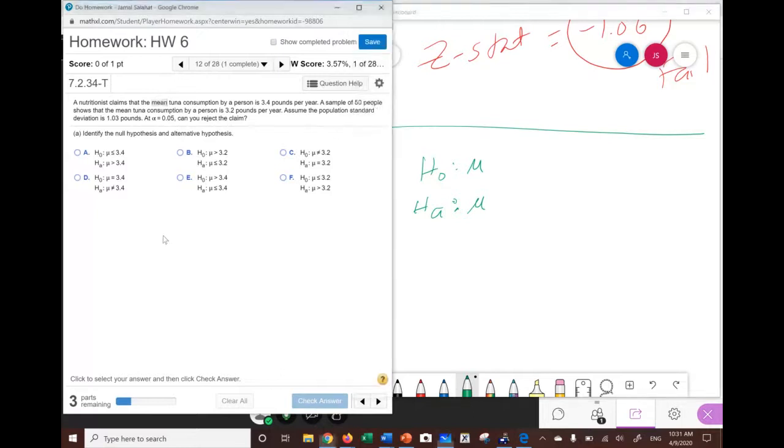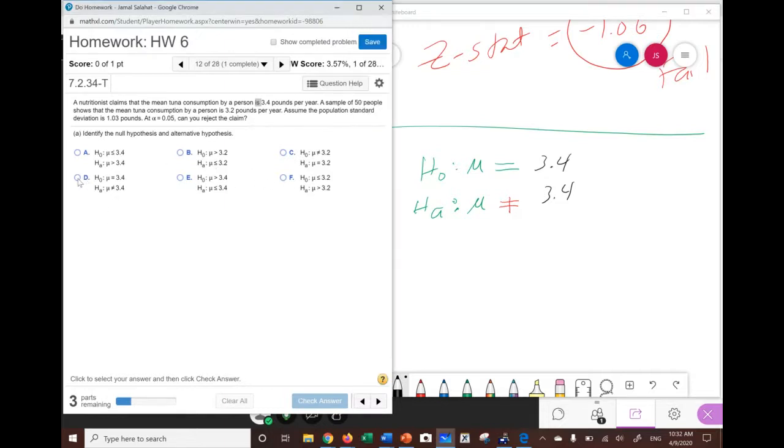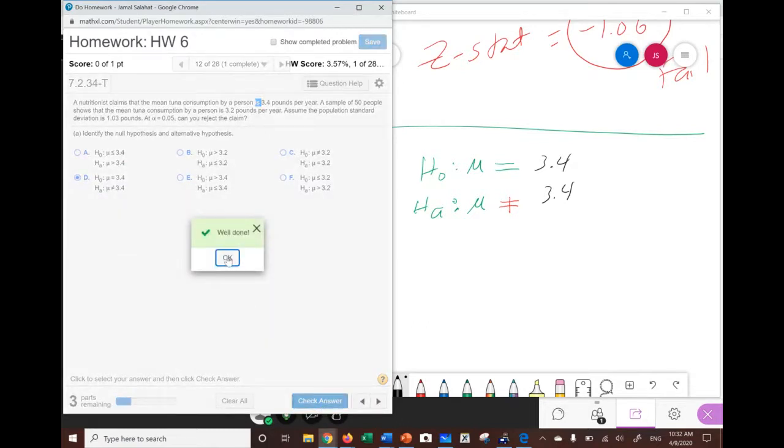Now, what do they claim? They claim that tuna consumption by a person is, they didn't say is less or more or not equal, they just said is. Is, in the English language, is the same as equal. So automatically, if I choose equal here, the opposite of equal will pop up in HA. Okay, and they said is 3.4, so I'm going to put 3.4 here and 3.4 there. So let's look back in here, and the statement that will match here is going to be D, because D is a match. So when you check, which is good, but before I go further, I have to write my claim. Remember, they said is, so this is my claim.